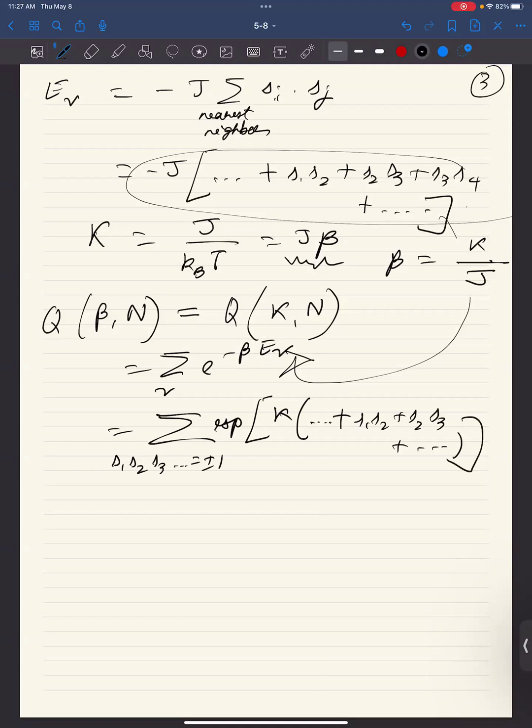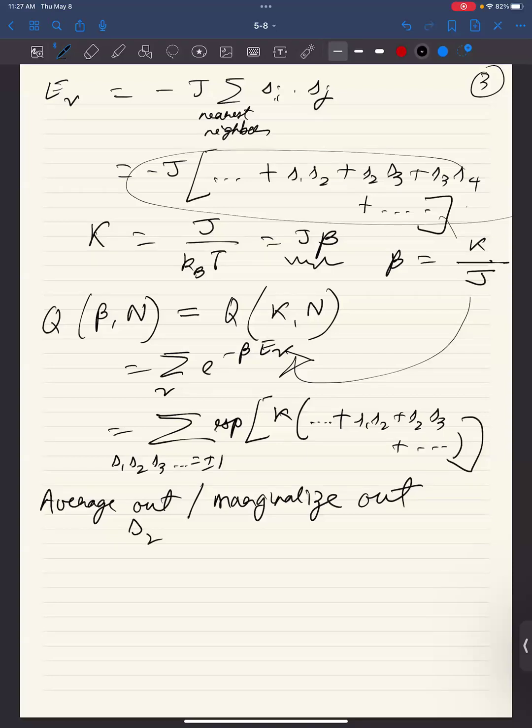Okay, so now I'm going to average out. For those of you who like probability theory, technically what I'm doing is I'm marginalizing out. I'm averaging over the behavior of every even spin: S2, S4, S6. I'm going to do that. So how do I do that? In order to do that, I will take my equation 2 and write it in the following form.